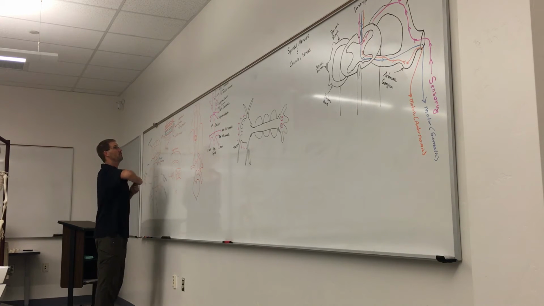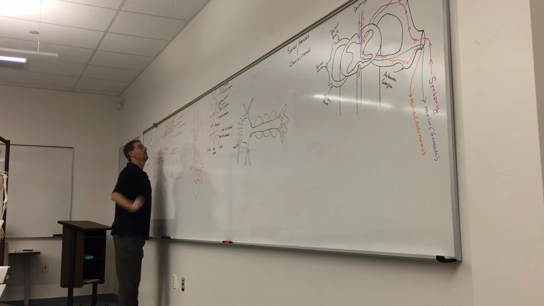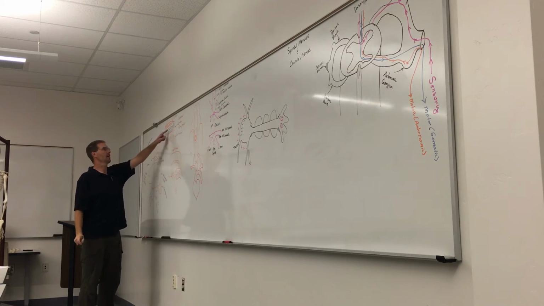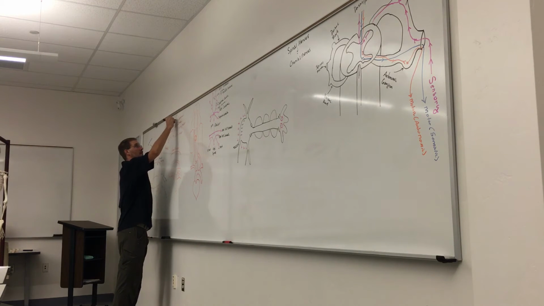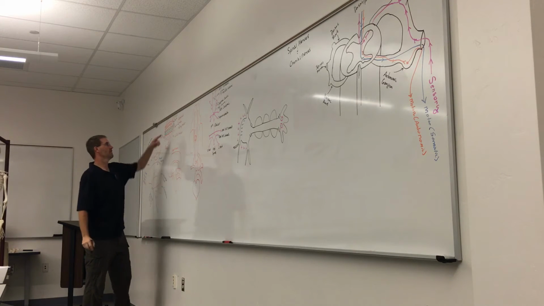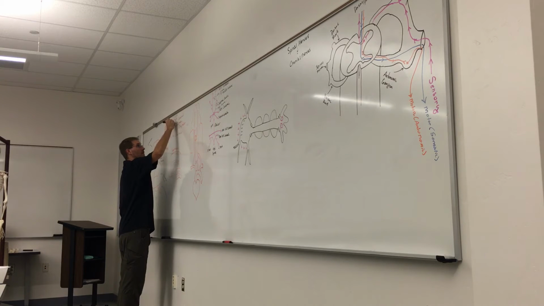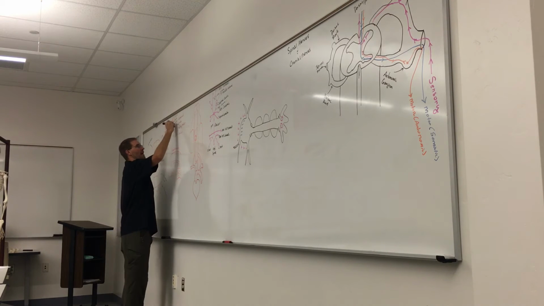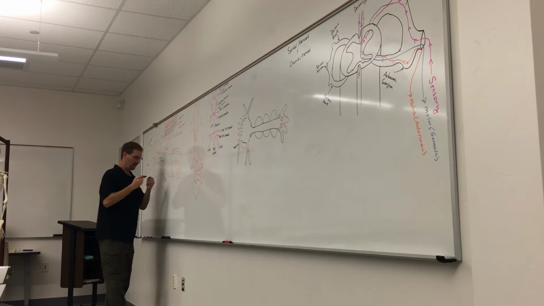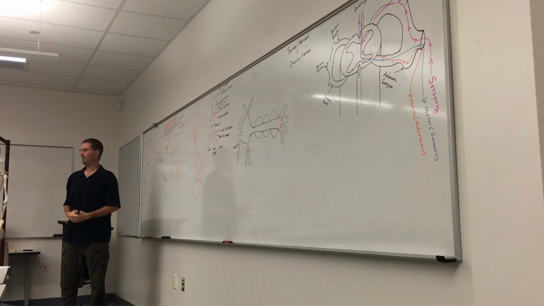So this outermost hardened structure here is the skull. And then what is the tough, thick layer underneath the skull? This is the dura mater. And what's underneath the dura mater? The arachnoid membrane. And then what is the thin pia mater?